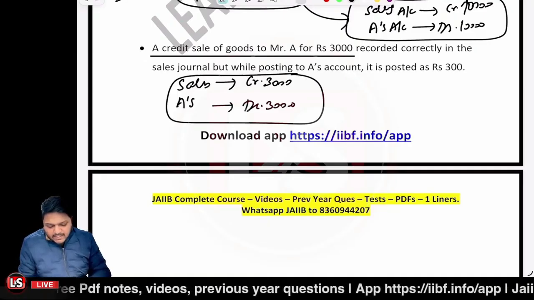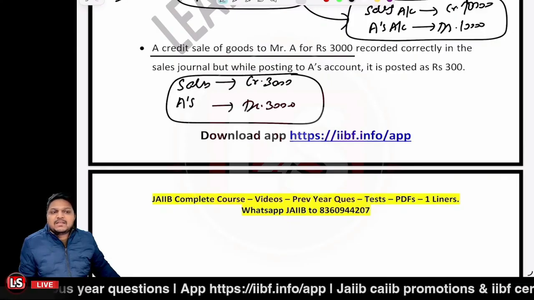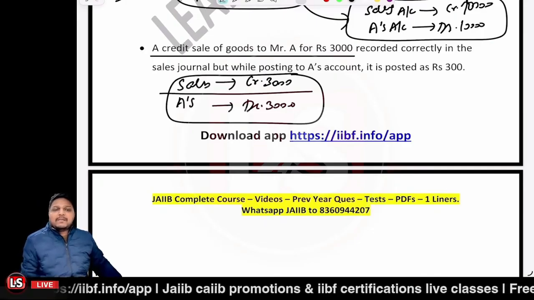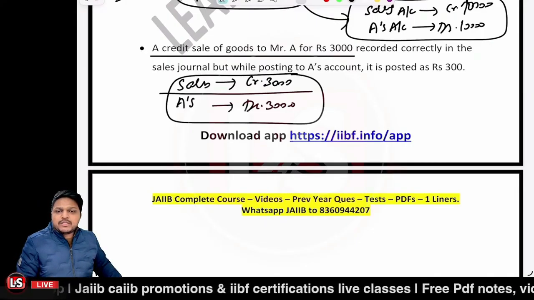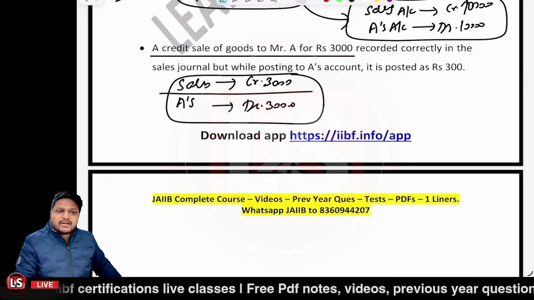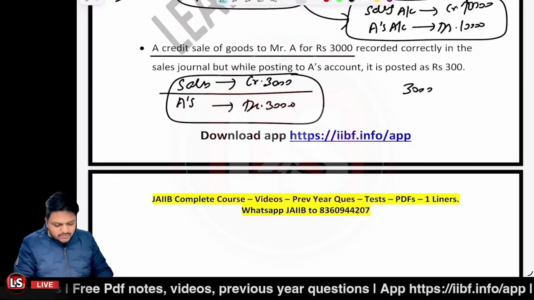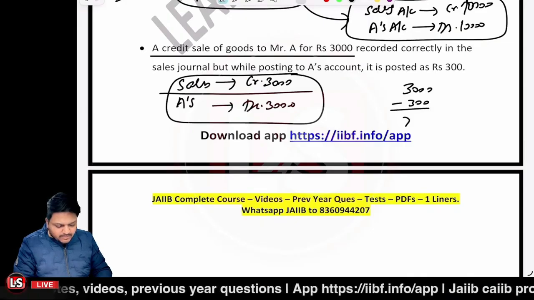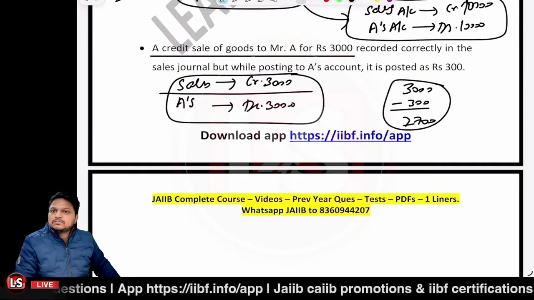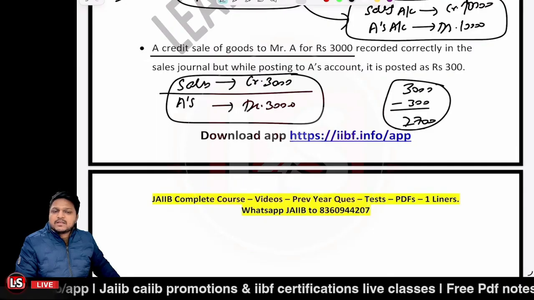But what did we do? A credit sale of goods to Mr. A for rupees 3,000 was recorded correctly in the sales journal, right? But while posting to A's account, it is posted as rupees 300. It means we have undercasted the balance by an amount of rupees 2,700, because instead of posting rupees 3,000, you posted just rupees 300. Is that clear? Kindly confirm. Are you clear with this particular part so far?